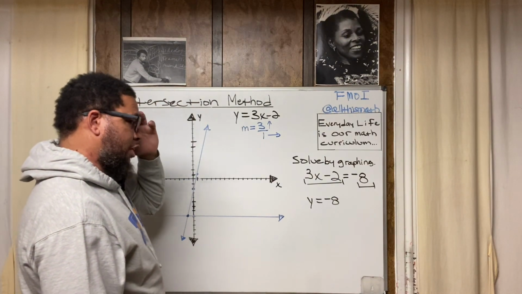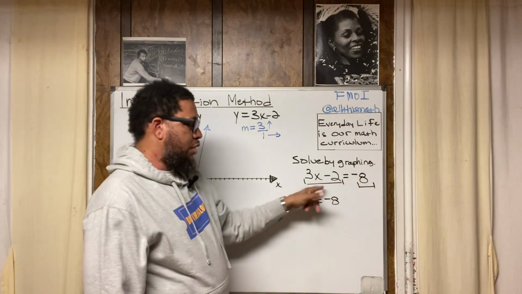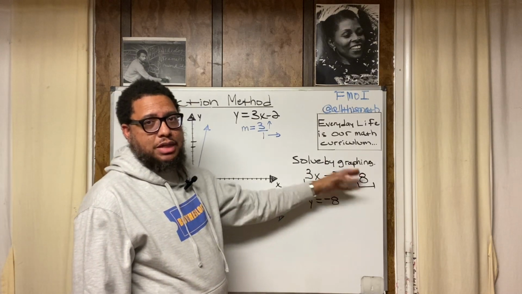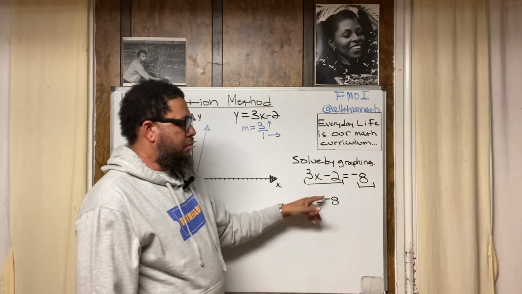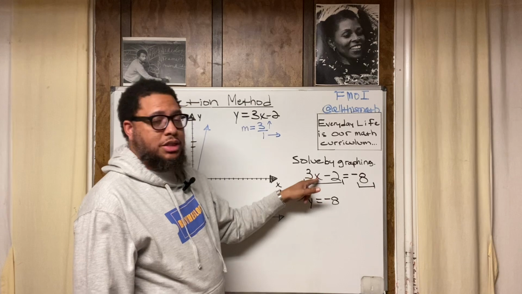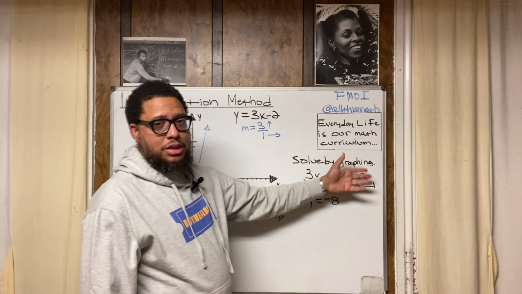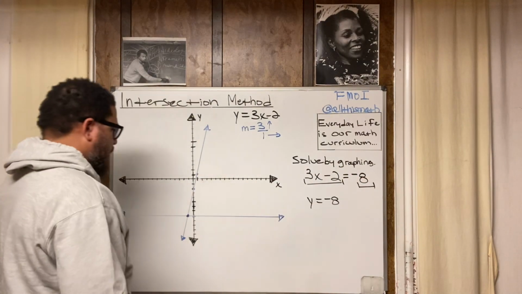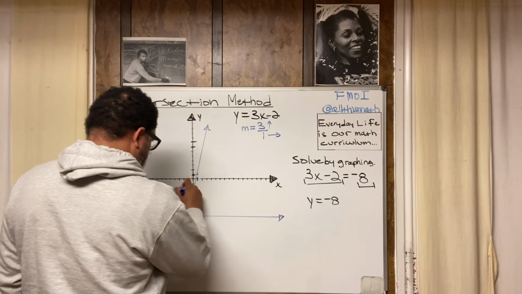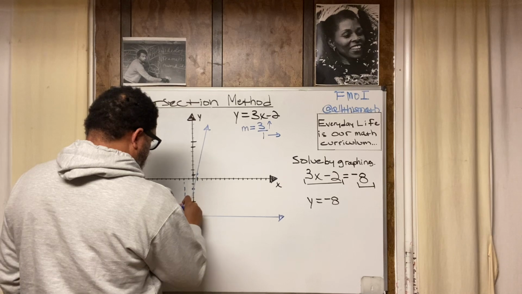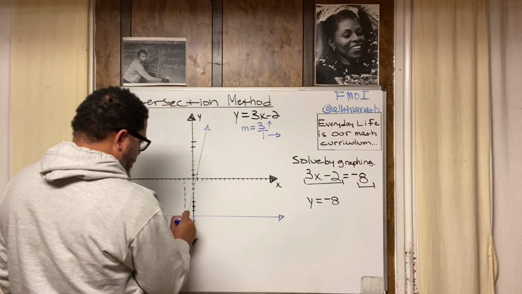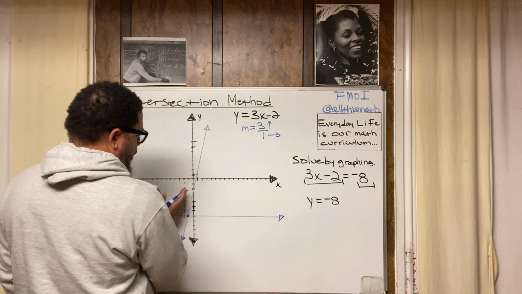Because look, if x was -1, this would not be true. Because 3 times -1 is -3. -3 minus 2 is -5. -5 is not the same thing as -8. But what if x is -2? If x is -2, you got 3 times -2, which is -6. -6 minus 2 is -8, right? So the graph is off, but you know what I'm saying? This is where the point should be, because this line should be slanted more.